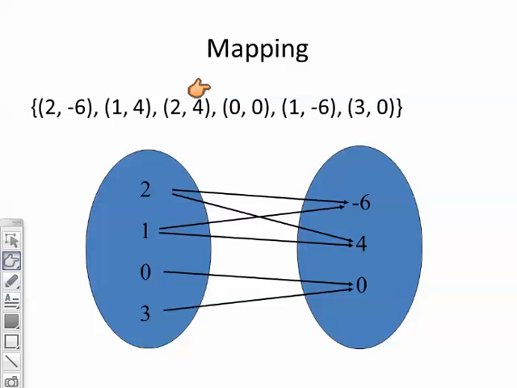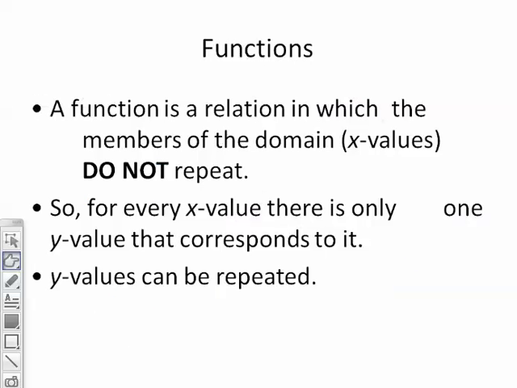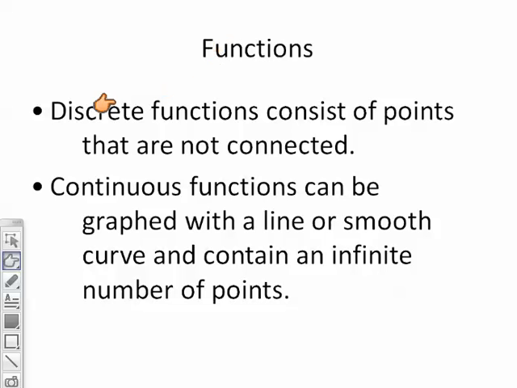And I want you to notice, y values are repeated. Negative 6, negative 6. Doesn't make any difference. It's the x values that we're talking about there. That's what makes it a function. Okay? So, discrete functions just consist of points.